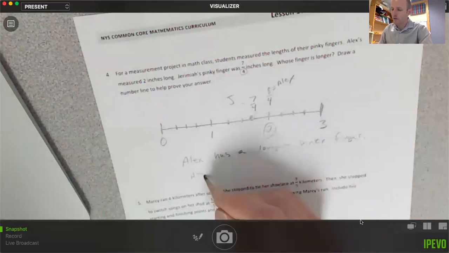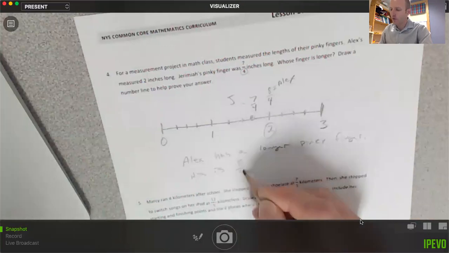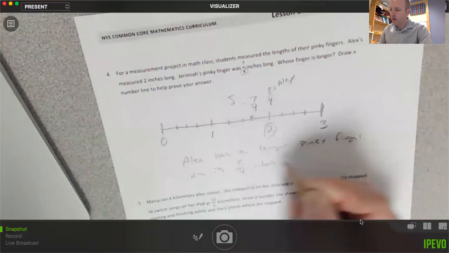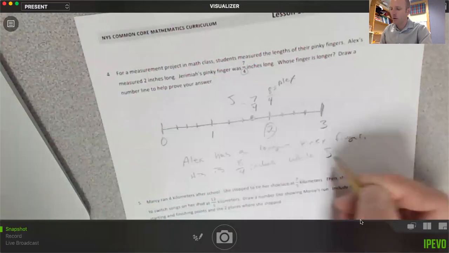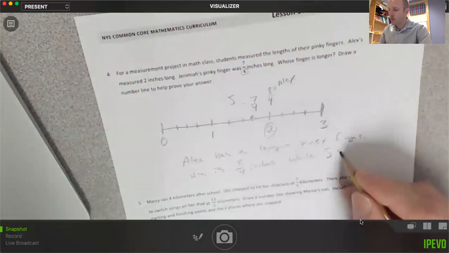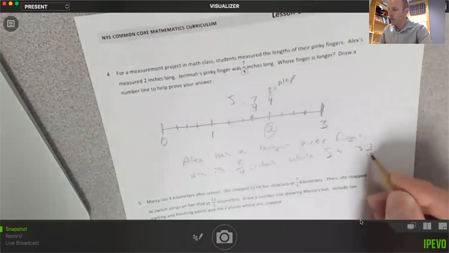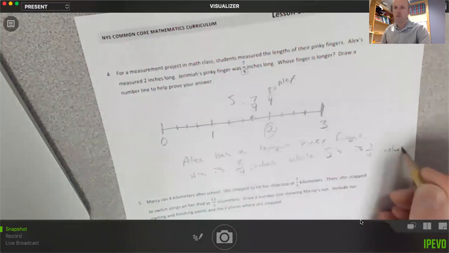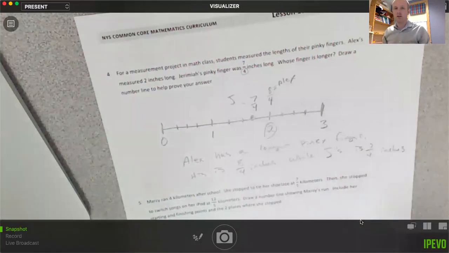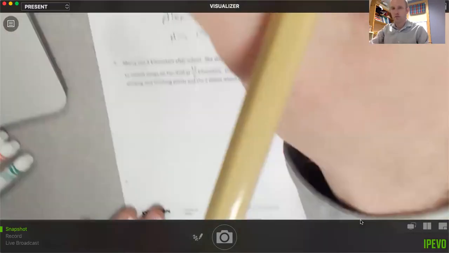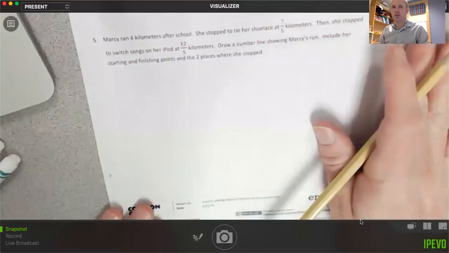His is 8/4 inches. Wow. I'm not going to spell out Jeremiah, but Jay's is 7/4 inches. So 7/4 of an inch is just less than 2 whole inches. It's 1 3/4 of an inch. But 1 3/4 is another way to say that.